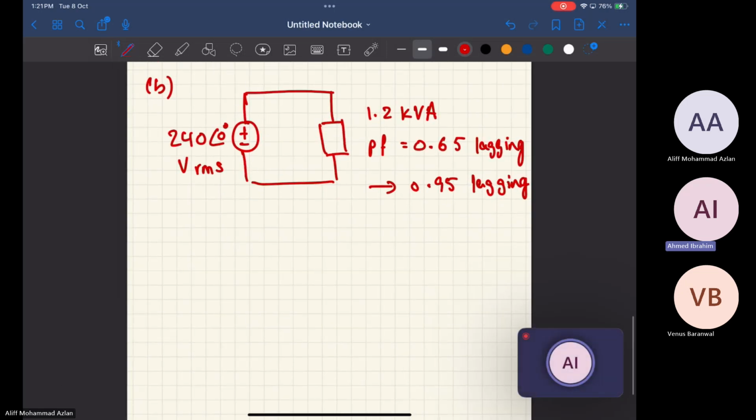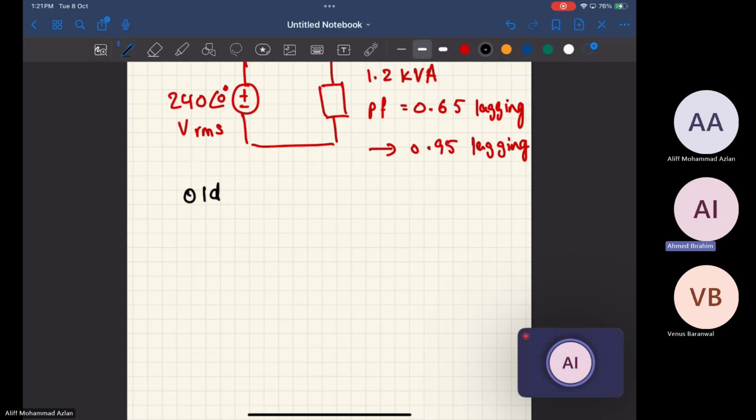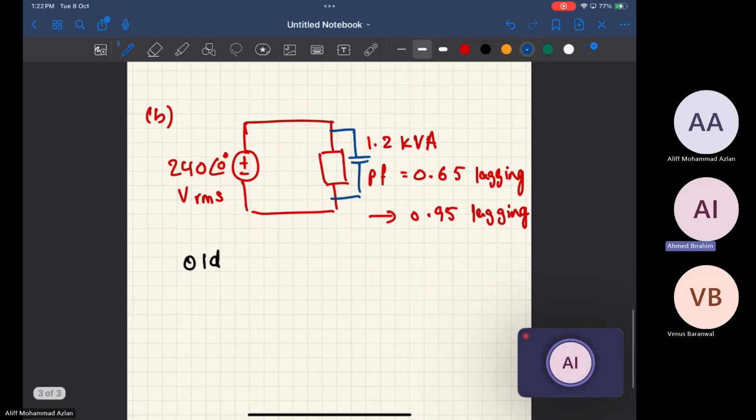Right. I'll start by sketching the power triangle, and that's generally the best approach to do these questions. So I start with the old, and then I'll add the new. Essentially, we want to connect something here in parallel. In this case, because we are going from something which is not very lagging to something which is more lagging, we need to add a capacitor, which is a leading element. A leading element will counteract the lagging effect. So we want to add the capacitor in parallel.